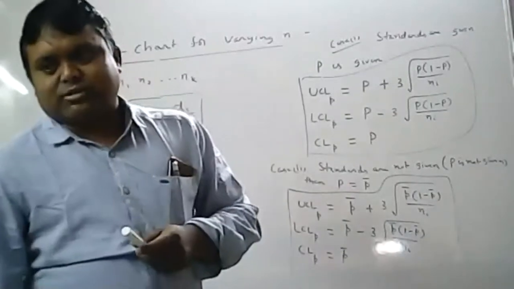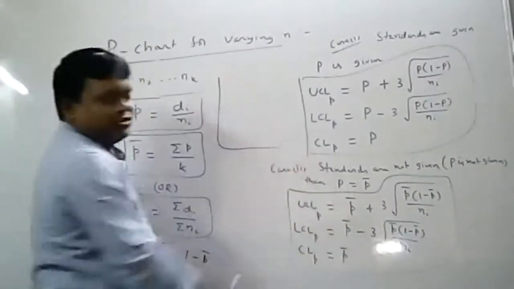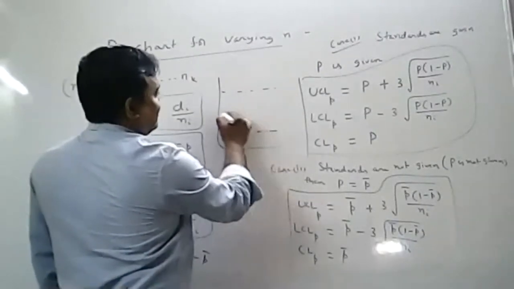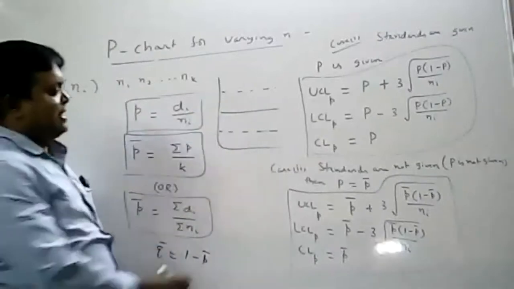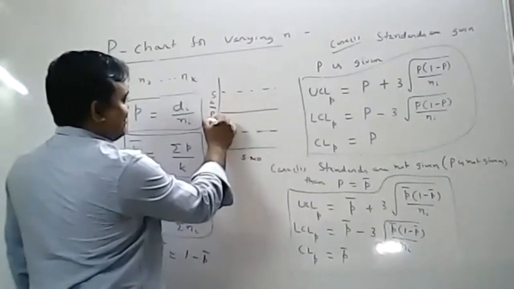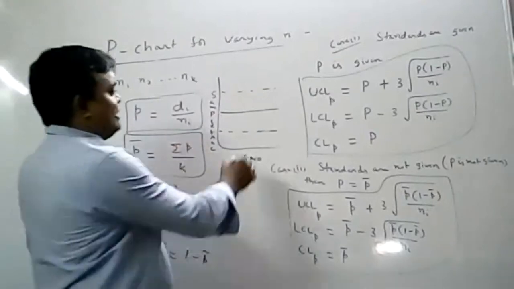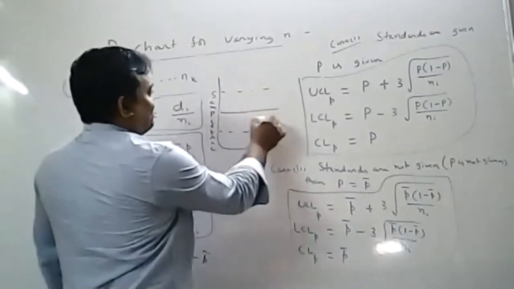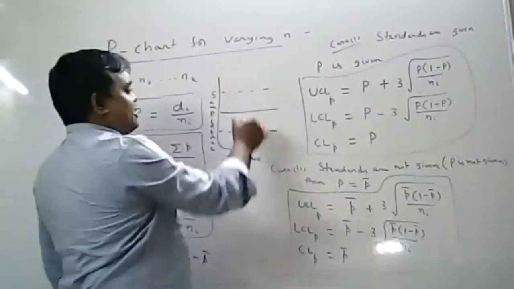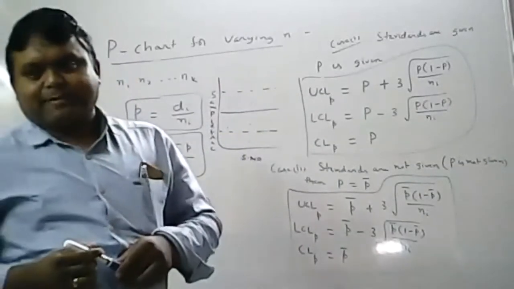What is the construction of the control chart? Construction of the p chart: as you know, the x-axis and y-axis will be there. UCL p is a dotted horizontal line, LCL p is a dotted horizontal line, and CL is a dark line. The x-axis is always sample numbers. The y-axis is sample fraction defectives, because you are constructing a p chart. You will identify all the p values. If all the p values fall within the control limits, then the process is in control. If any one point falls outside the control limits, then the process is out of control. So this is the procedure for the p chart for varying n.